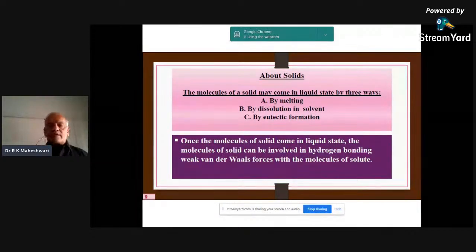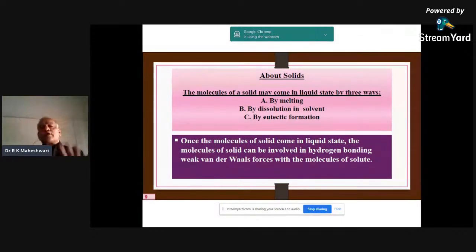Now, about the solids. For gases, by liquefaction or by dissolution in a solvent, the molecules come in liquid state. Now we have to see how the molecules of a solid may come in liquid state. The molecules of a solid may come in liquid state by three methods: A, by melting; B, by dissolution in a solvent; C, by eutectic formation. Now I will give examples of all these, A, B, C.